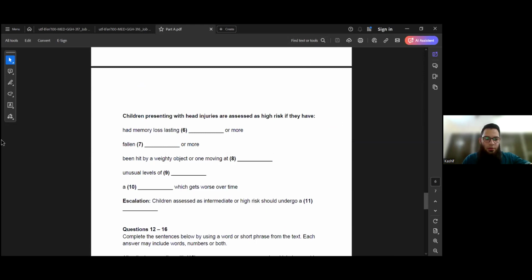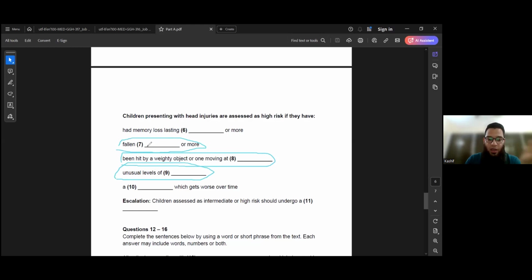So, question 7 is: children presenting with head injuries are assessed as high risk if they had a memory loss lasting dash or more, and fallen dash or more, and been hit by a weighty object or one moving at dash, and unusual levels of this. Now these are three questions. What we are trying to understand first is about amnesia. Amnesia lasting more than what?